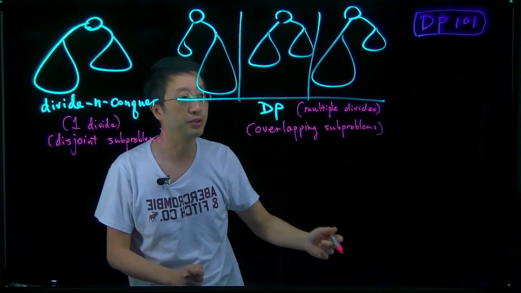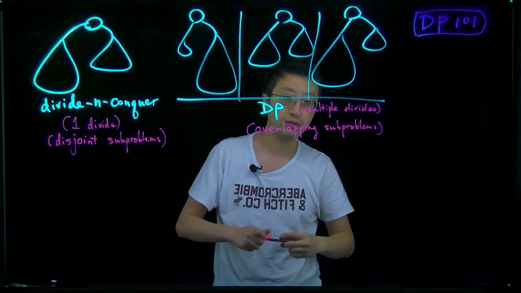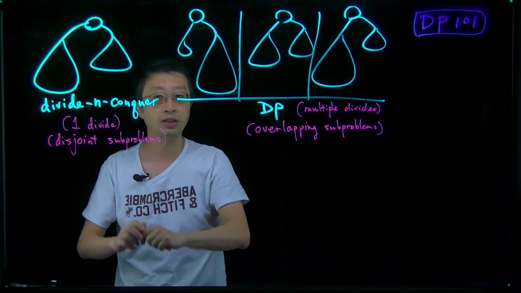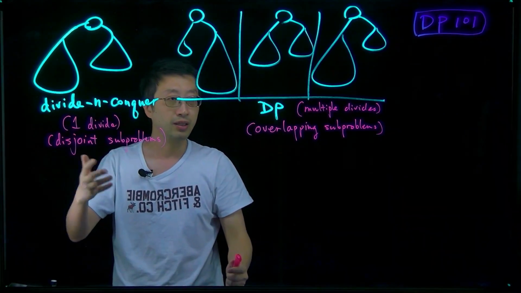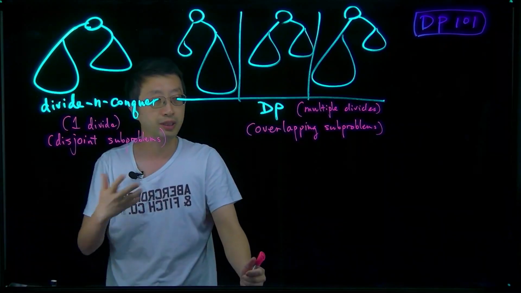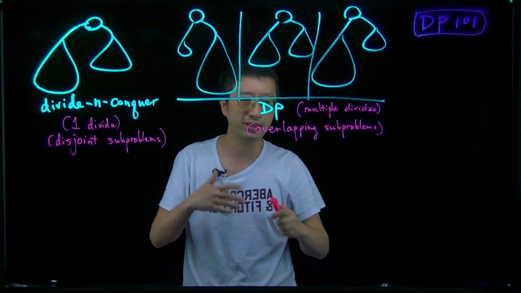And because of that, you need caching in order to avoid repeated calculation of your same subproblem over and over. And this will not happen in divide and conquer, because in divide and conquer, every time you get disjoint subproblems, there's never an overlapping issue, and there's never a need for caching. Okay, so this might be a little bit too dry of an introduction.